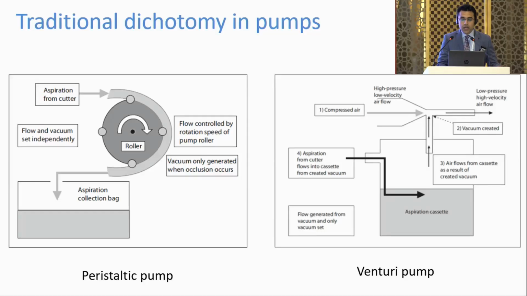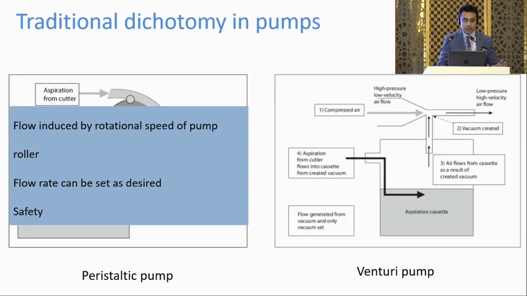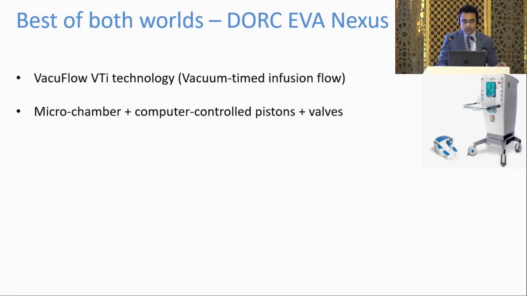Now, traditionally across ophthalmology, be it phaco, be it vitrectomy, we have the peristaltic pump and the venturi pump. We know that the peristaltic pump has flow induced by a rotational speed of the pump, and here there is a big safety margin. Whereas the venturi pump is a quicker system. It has flow induced by vacuum changes, and this is touted to be more efficacious, and the trade-off might be a bit of safety. So when you look at the VTI, or the vacuum timed infusion flow, which is present in the DORC-EVA Nexus, it is sort of the best of both worlds.